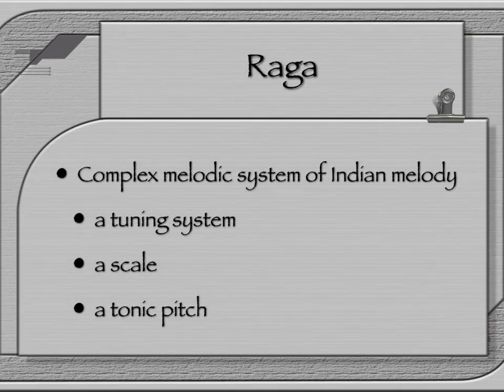Now, we've used the term raga earlier in the semester to imply an Indian mode or scale, but raga is much more than our Western concept of a bag of notes from which you create melodies. A specific raga may include each of these: a tuning system, a scale, and a tonic pitch. The tuning system may vary slightly among ragas that otherwise share the same scale. The scale may have a variable form depending on whether the player is moving up the scale or down the scale.